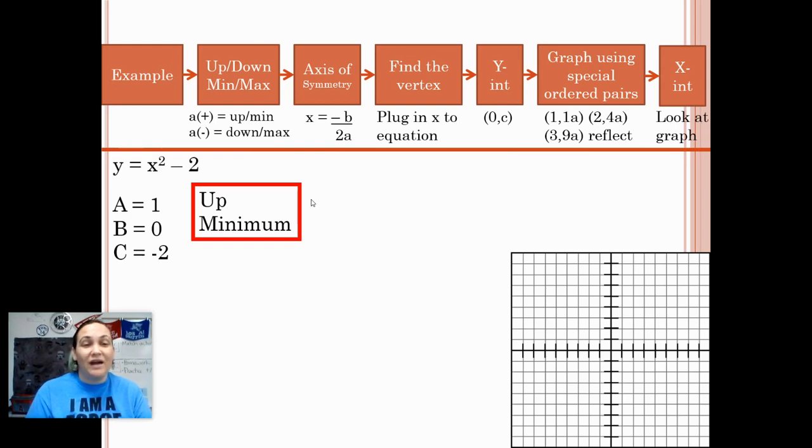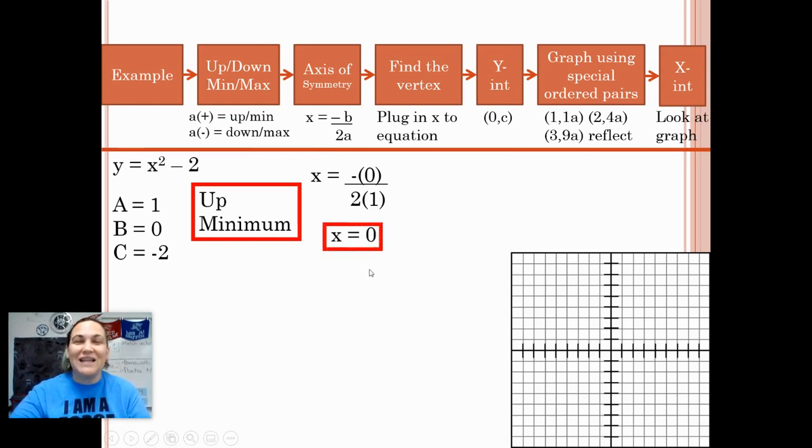Next, we'll do our axis of symmetry. I've identified my b as 0 and my a as 1, so I'm going to plug that in. Whenever you have a 0 on top of a fraction bar, your answer is just going to be 0. So my axis of symmetry is at x equals 0. Remember, the format for your answer needs to be x equals a number.